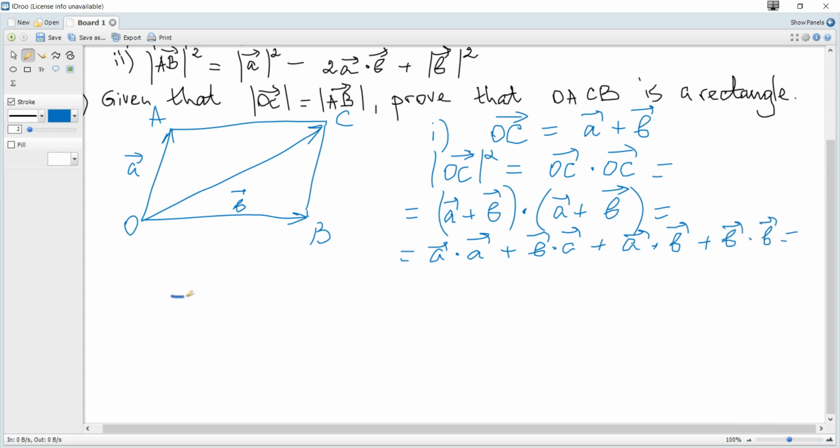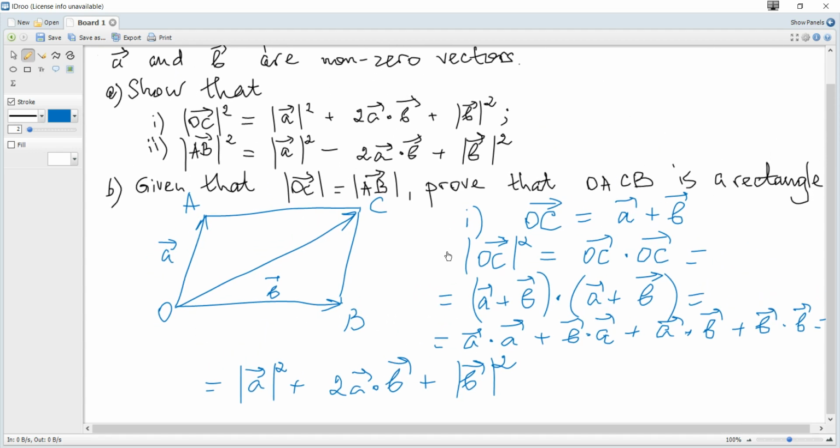And again, the dot product of two equal vectors is just the magnitude of a multiplied by the magnitude of a, which is magnitude of a squared, multiplied by the cosine of the angle between them, which is 0 degrees, and cosine is 1. So it's just magnitude of a squared plus, since b dot a is the same as a dot b, plus 2 a dot b plus b dot b, just magnitude of b squared. And we get the result as required.